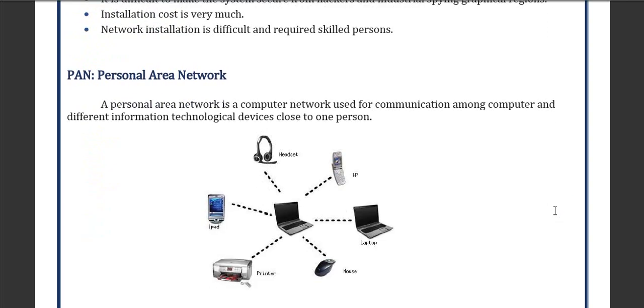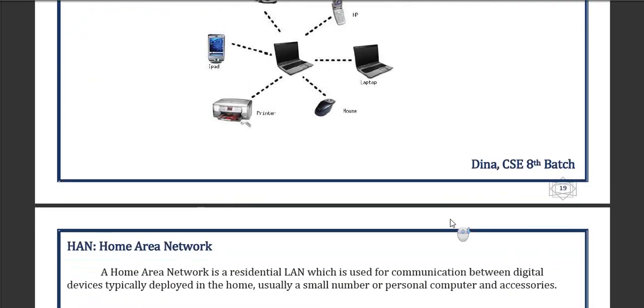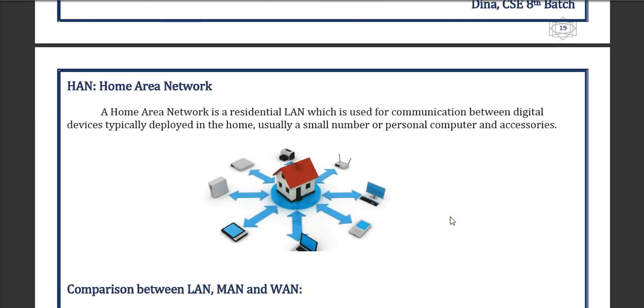Here we have a network which is called PAN, meaning personal area network. If you are in a room and you need to build your own network, your laptops, mouse, PC, headphones, cell phones and printers connected with your personal PC is known as a personal area network, which can be called a PAN, which is a very small network. Now we have HAN, which is a home area network, which works on your home area only.